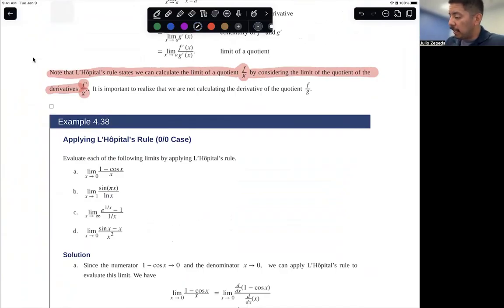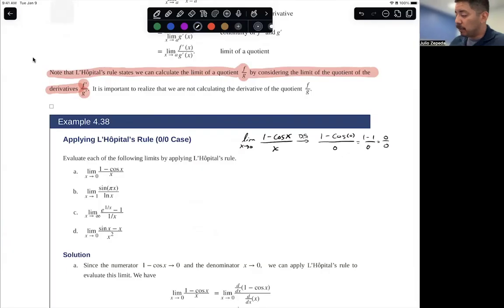So we are looking at the limit as x approaches 0 of 1 minus cosine x divided by x. If we do direct substitution, we get 1 minus cosine of 0 divided by 0. And cosine of 0 we know is 1. So we get 0 over 0. This 0 over 0 is what is called an indeterminate form.